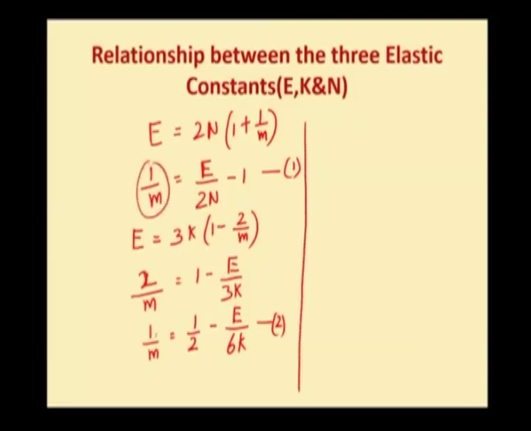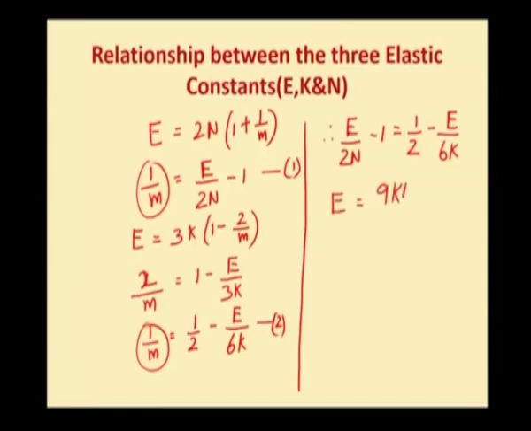On the left hand side of these two equations we have 1 by m, therefore, E by 2N minus 1 will be equal to half minus E by 6K. If we simplify and rearrange this equation, we will be getting E as 9KN divided by N plus 3K. This is the relationship between the three elastic constants, namely Young's modulus E, bulk modulus K and rigidity modulus N. E is equal to 9KN divided by N plus 3K.